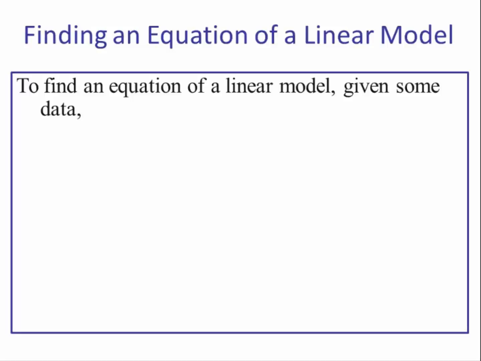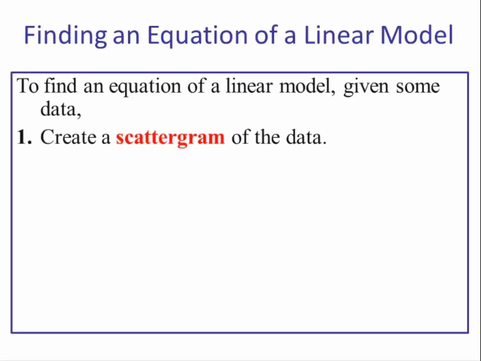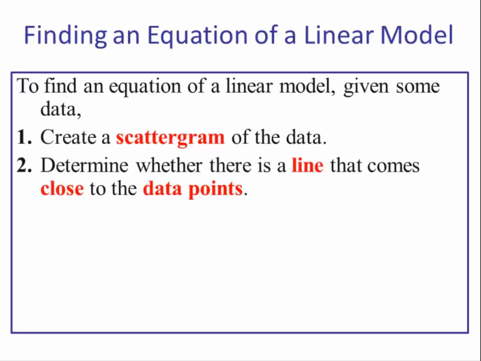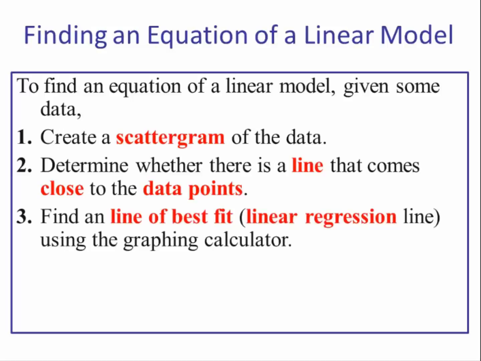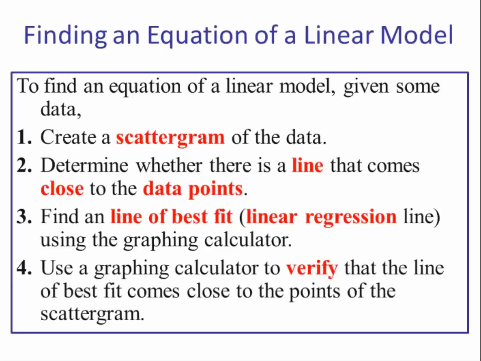To find the equation of a linear model, given some data, number 1, create a scattergram, sometimes known as a scatter plot, of the data. Number 2, determine whether there is a line that comes close to the data points. In other words, we want to see, does the data suggest a linear pattern? Number 3, find the line of best fit, also known as the linear regression line, using a graphing calculator. Number 4, use a graphing calculator to verify that the line of best fit comes close to the points of the scattergram.